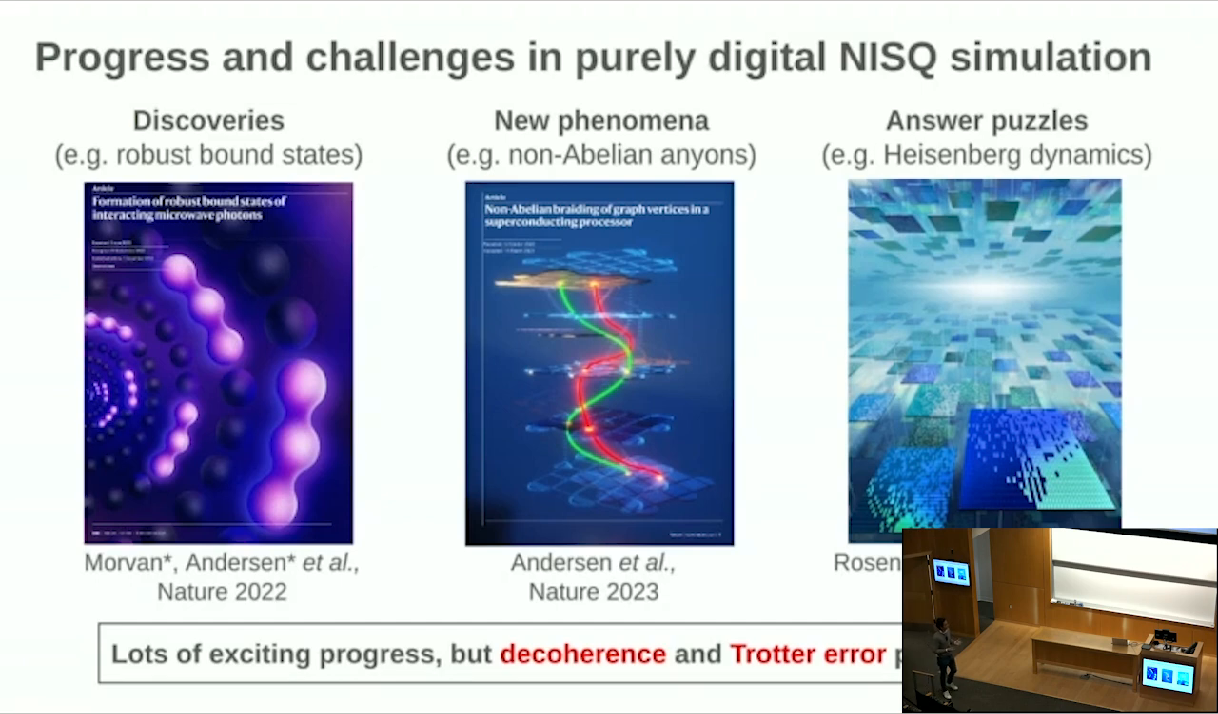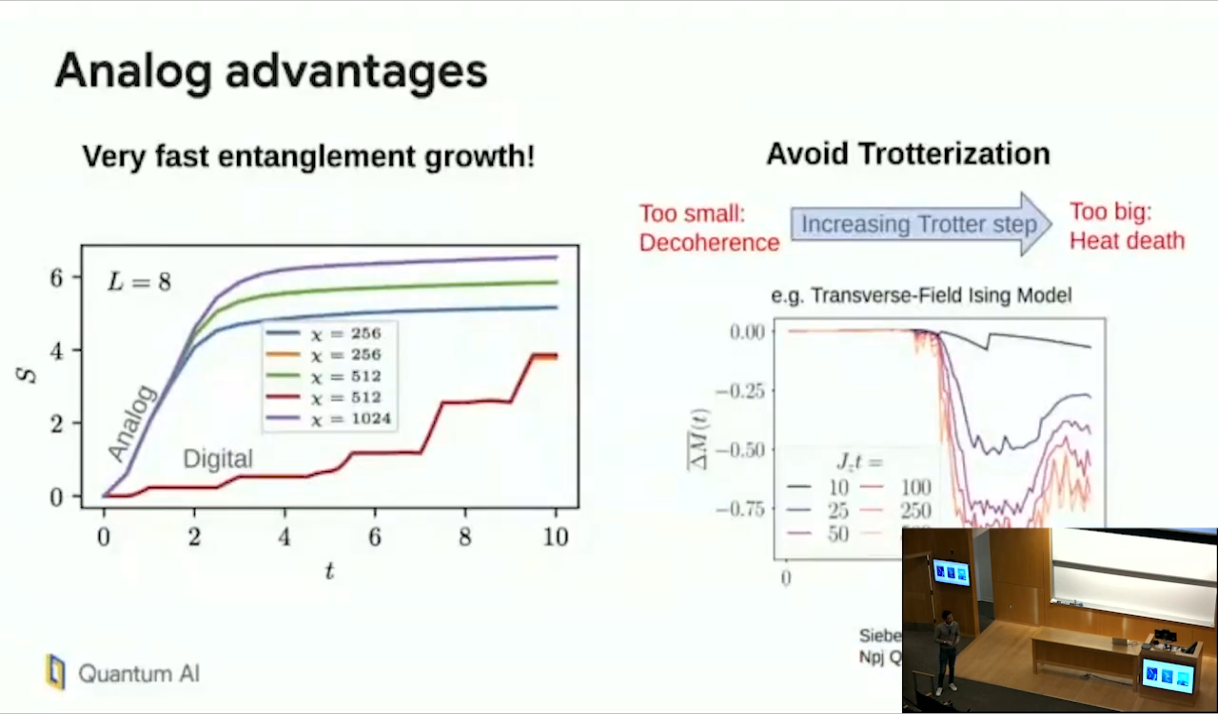A key one is, of course, decoherence, which limits how far into the dynamics we can go in our simulation. And also Trotter errors, which limits our ability to produce really low temperature states. So that motivates the introduction of some analog evolution, which comes with some very nice advantages.